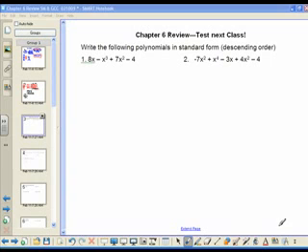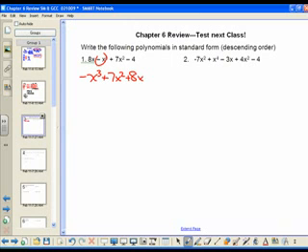In other words, the one that has the highest. And here, what is the one with the highest degree? 7x squared. Negative x cubed. Doesn't matter. Still the one with the highest degree. So we have negative x cubed plus 7x squared plus 8x minus 4. But descending order.